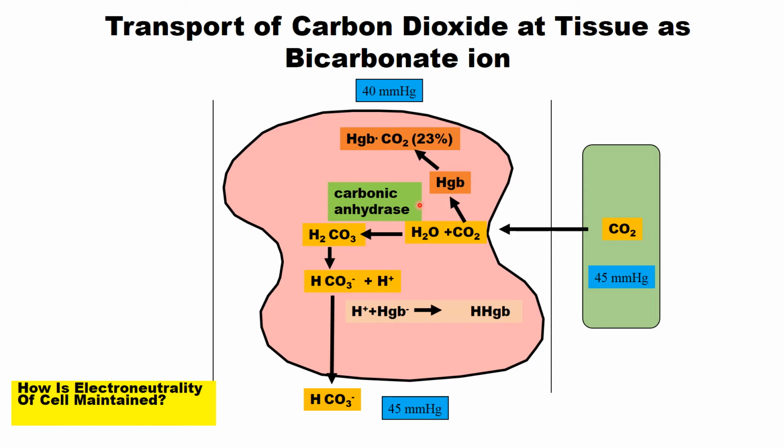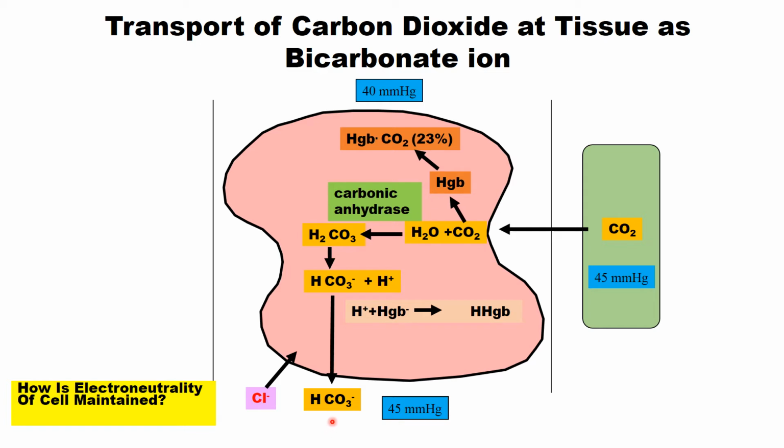So the question remains: the movement of bicarbonate from the RBC into the plasma causes a change in electroneutrality. Now, how is the electroneutrality of the cell maintained? We know that the red cell membrane does not allow the transport of cations. So there is a net movement of chloride ion into the cell with the help of a special exchanger, the bicarbonate-chloride exchanger or anion exchanger, to maintain the electroneutrality of the cell, and this phenomenon is known as the chloride shift.